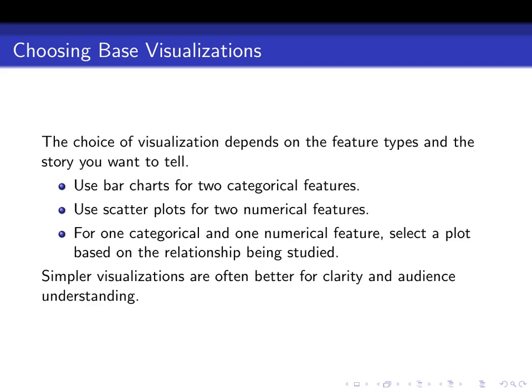Choosing the right visualization starts with understanding your data. For 2 categorical features, bar charts are an excellent choice. For 2 numerical features, scatter plots are the standard. When working with 1 categorical and 1 numerical feature, the choice depends on the relationship you're studying. Simplicity is key. Opt for the simplest plot that conveys your message clearly.